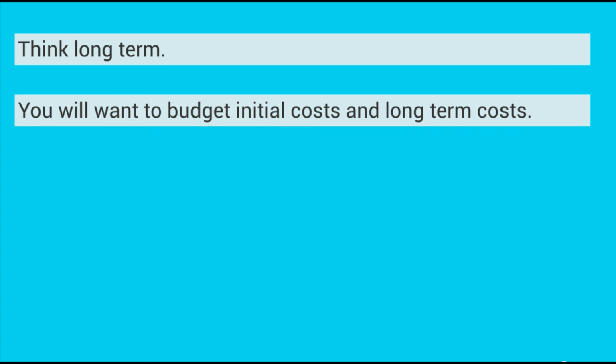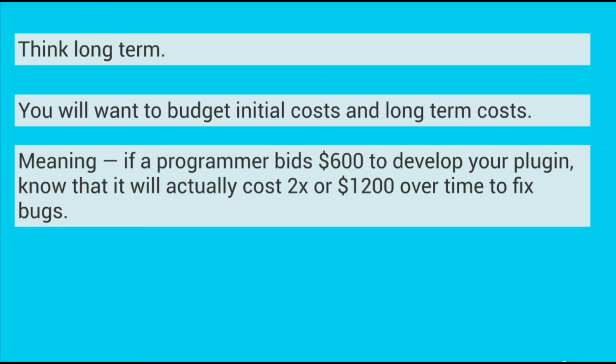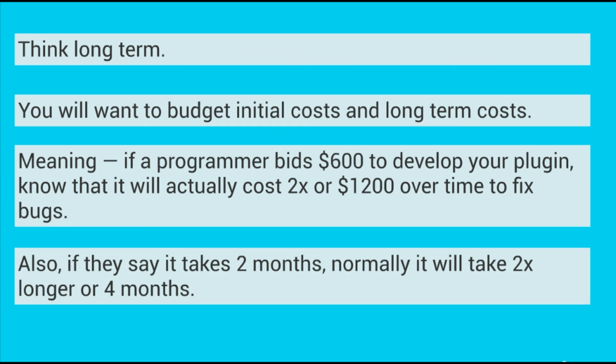You will want to budget the initial costs and the long-term costs. Now, what do I mean by that? This is what usually happens. If a programmer bids, let's say, $600 to develop your plugin, know that in reality it actually costs two times that. So normally it would cost $1,200 over time to fix bugs. Yes, it might be $600 for the initial, but there are going to be bugs and it's going to take time. Also, if they say, oh, it's going to take 2 months, normally, yes, it might take 2 months for them, but there are bugs and they're going to have to work with you to make it work. So normally I double that or even triple that amount.